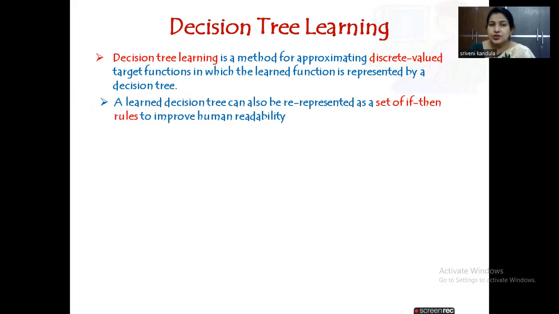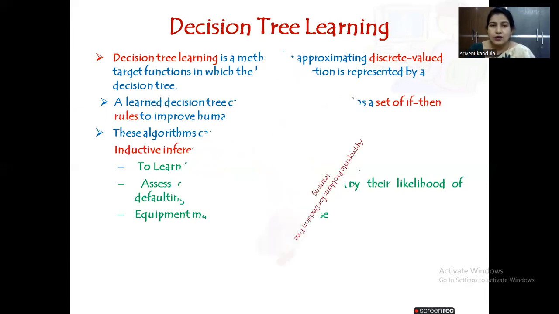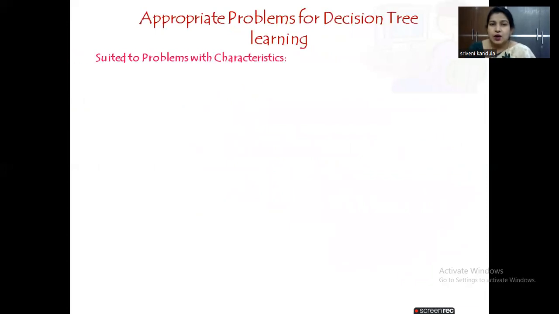And not only a decision tree, it can also be represented as a set of if-then rules to improve human readability. These algorithms can be applied to all the inductive inference algorithms. Some applications based on these inductive inference algorithms are to learn tasks such as diagnosing medical cases, assessing the credit risk of a loan application, and finding equipment malfunctions by their causes. Not only this, all problems with the following characteristics can be solved with the help of decision tree learning.